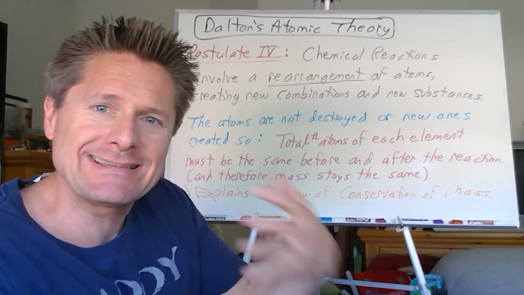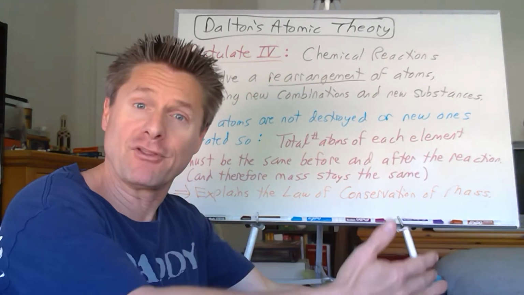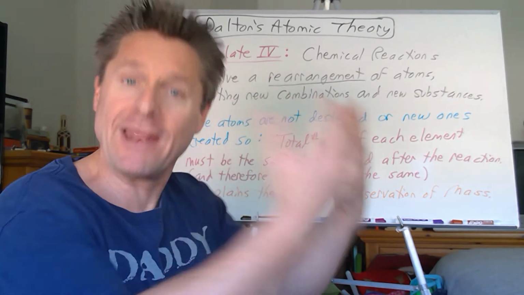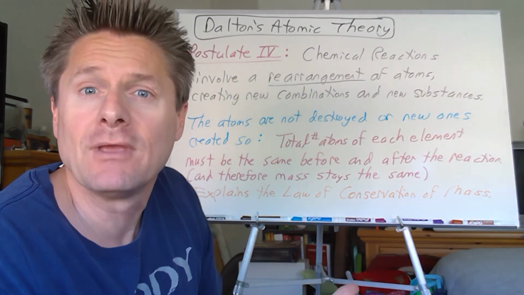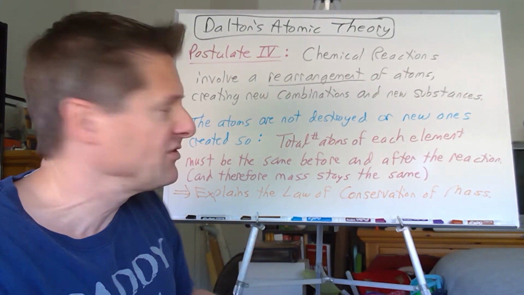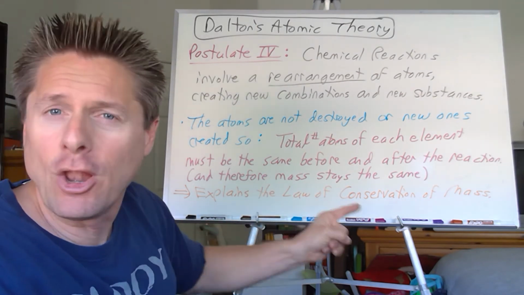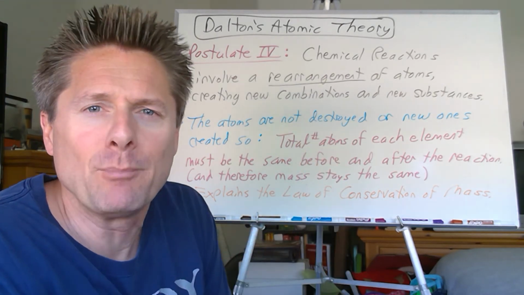And you could take that extension that if the total number of atoms of each element is the same before and after the reaction, that means the total mass before and after the chemical reaction must also be the same, because you got the same number of atoms of each element. That never alters. You're just recombining them. So the total masses must be the same before and after. That explains the law of conservation of mass. It seems so wonderfully simplistic, doesn't it?